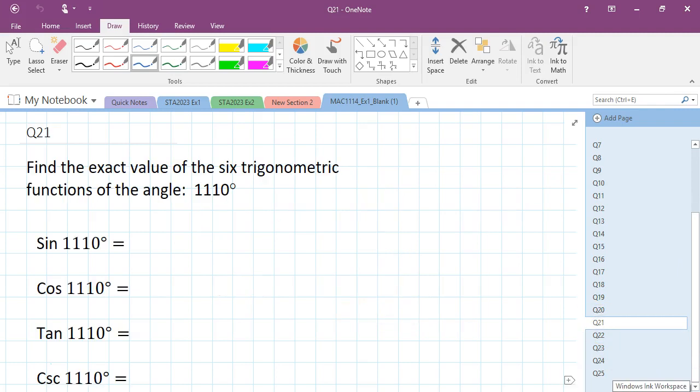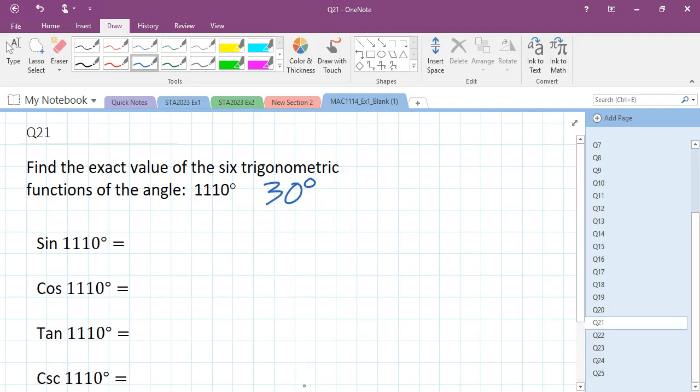Number 21. So, it wants us to find the 6 trig functions. So again, this is going to be a lot about reference angles and the quadrants and things like that. So we have 1,110 degrees, and we want to find the 6 trig functions for that. So what's the first thing we're going to have to do? Subtract 360. Yep, you got it. Till you get that least positive coterminal angle. We got to keep subtracting 360 until we get there. So what is the least positive coterminal angle for 1,110? 30 degrees.